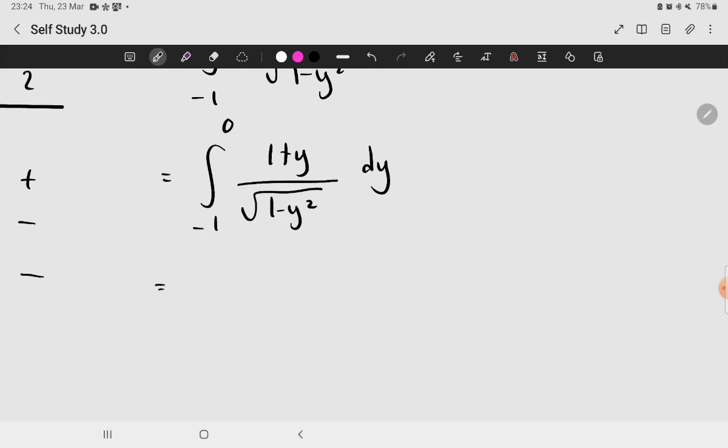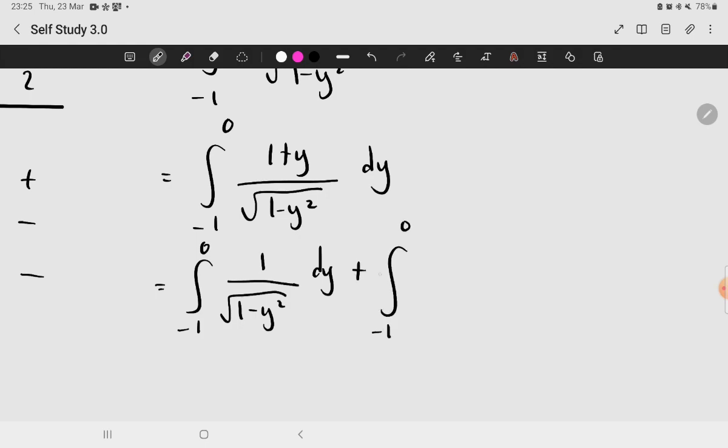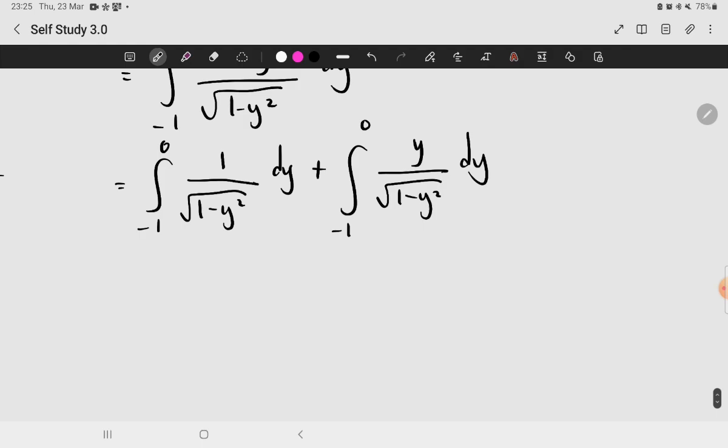Now, negative 4 up to 0 would be 1 divided by the square root of 1 minus y squared dy, plus negative 1 to 0 for y divided by the square root of 1 minus y squared. Okay, so now we already separated our integrand.